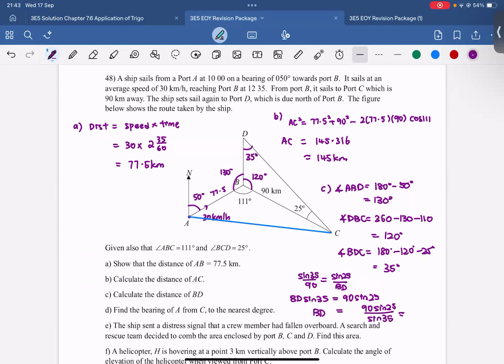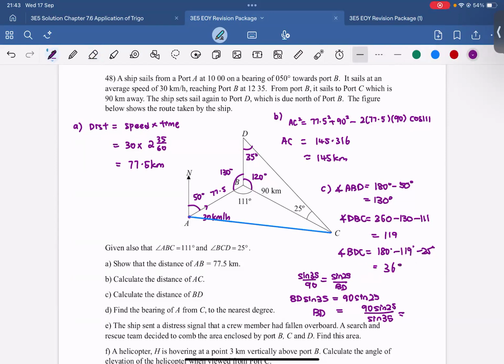Wait, why is it not 36? Isn't it 360 minus 111 minus 130? Oh, it's 111. Oh no, then this is 119. Then this is 119. Then this is 36.